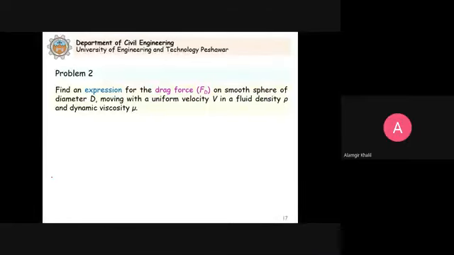Now we try to solve another problem using the Rayleigh method. The statement is: find an expression for the drag force on a smooth sphere of diameter d moving with a uniform velocity v in a fluid of density rho and dynamic viscosity mu. So now what we have to do is use the dimensional analysis Rayleigh method and try to find an expression for the drag force.